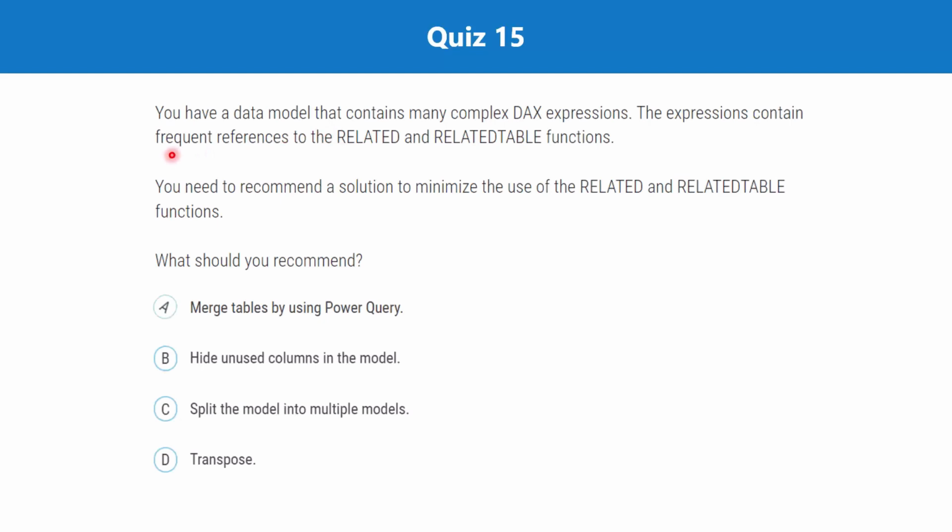The expressions contain frequent references to the RELATED and RELATEDTABLE functions. You need to recommend a solution to minimize the use of the RELATED and RELATEDTABLE functions. What should you recommend? We have four options: merge tables by using Power Query, hide unused columns in the model, split the columns into multiple models, and transpose. So let's have a look at the correct answer.